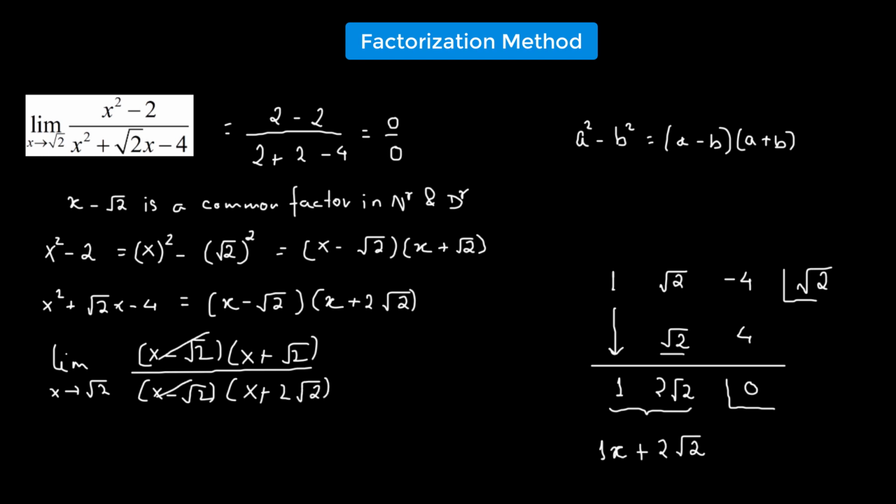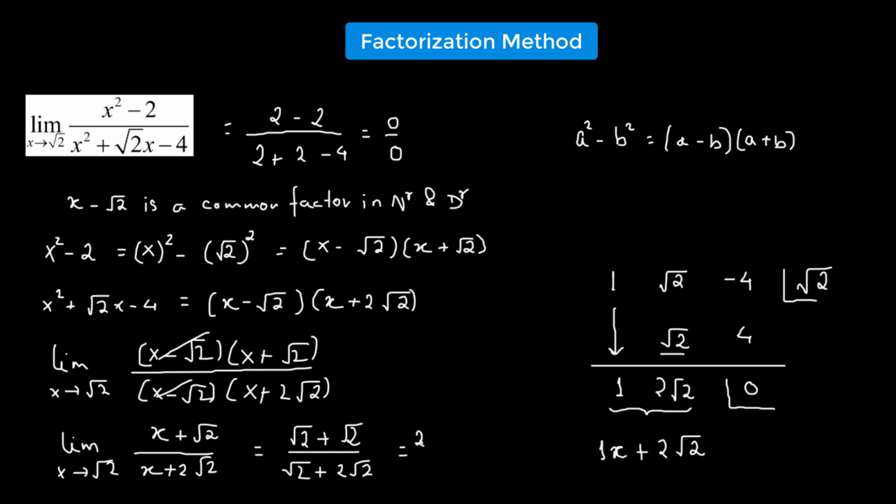So we cancel out the common factor from both the numerator and the denominator. That leaves us with limit x going to square root of 2 of x plus square root of 2 divided by x plus 2 root 2. So we substitute for the value of x. So we have root 2 plus root 2 divided by root 2 plus 2 root 2. So that gives us 2 root 2 divided by 3 root 2. So the square root of 2 gets cancelled out. Then we have the limiting value of 2 over 3.